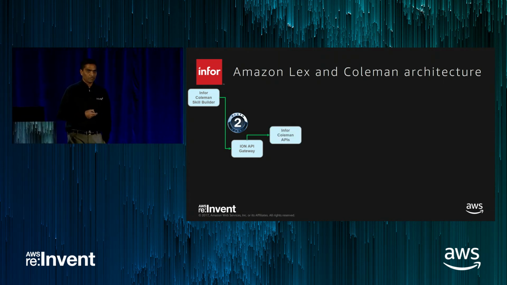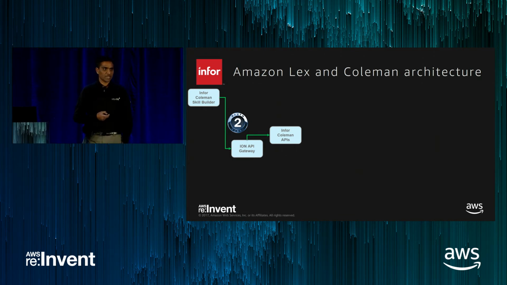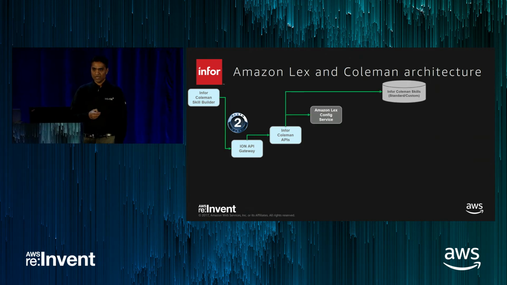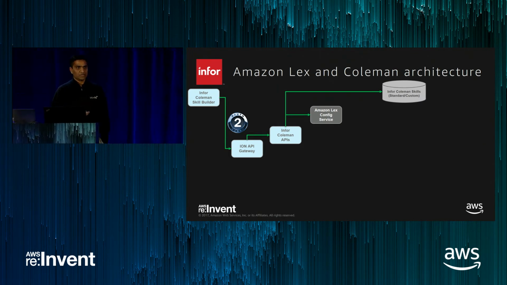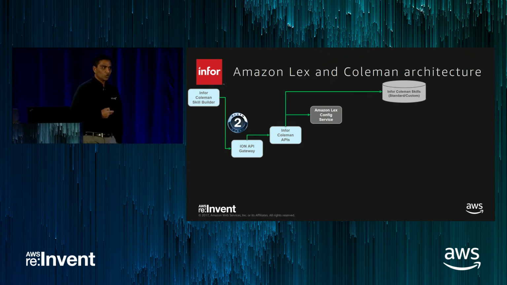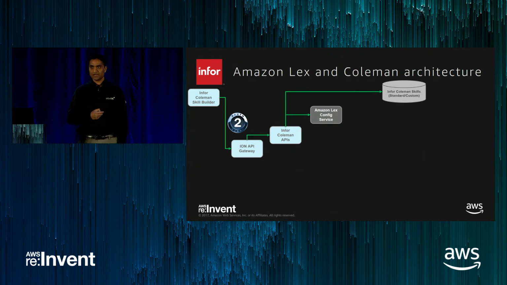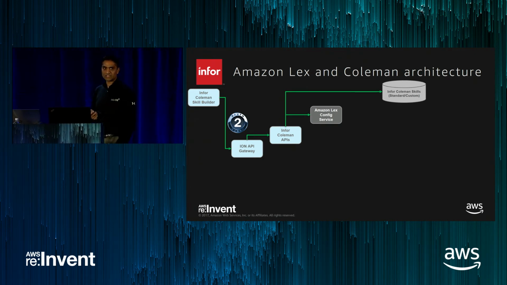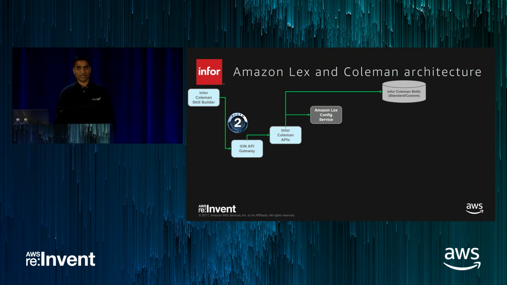We have built our own APIs for Coleman skills, for both configuration as well as runtime. So the Coleman skill builder will interact through the Ion API gateway with the Coleman configuration APIs to create skills. From the Coleman API standpoint, we store the skill definition in our database, and in addition to that, we submit that information to Lex as well, using the Lex configuration APIs.